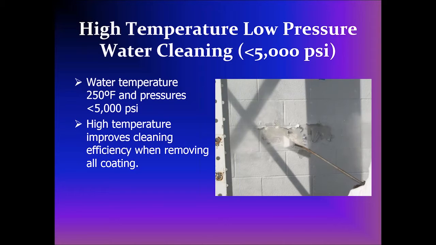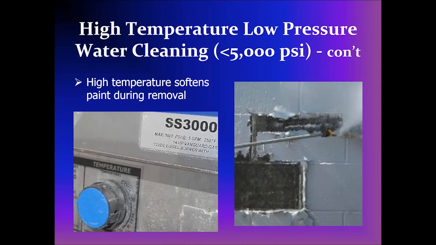Another variation that is pretty effective is high temperature, low pressure cleaning. We're still at less than 5,000 psi. You're seeing a fan tip here. But in this case, we've got 250-degree water temperature. It really improves the removal of the coating and the efficiency. You can see it basically softens this particular coating. You can tell by the edges how it softened it to help remove the total coating in this case. So that's another option, high temperature, low pressure. Usually a maximum of 250 degrees is used.